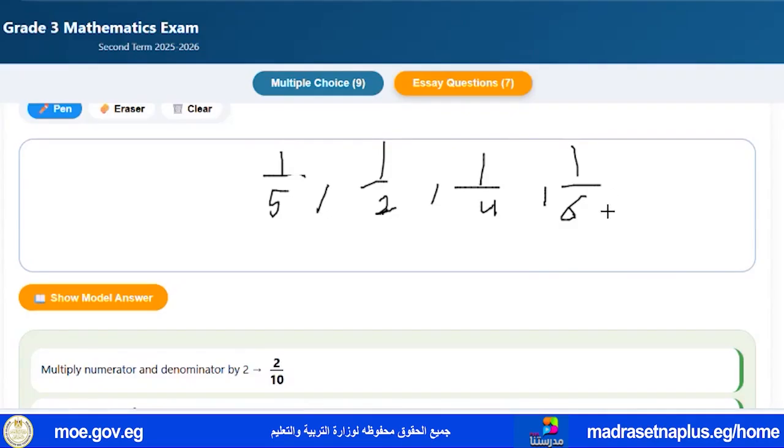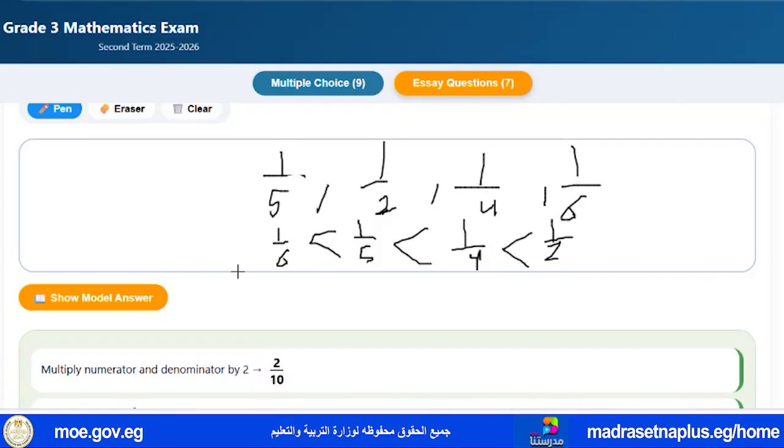So which one is the smallest? Yes, 1/6 is the smallest. So this one is the smallest one. So 1/6 is less than 1/5, less than 1/4, is less than 1/2.